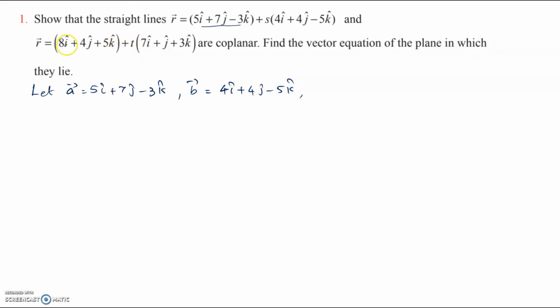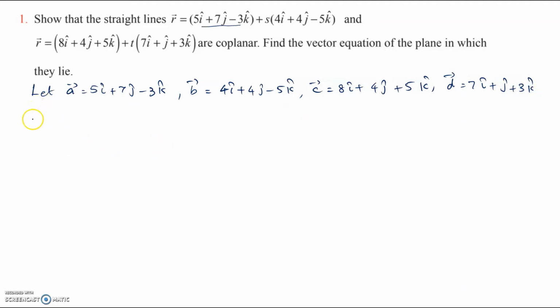Similarly, for line 2, you have this as the position vector of the point which is on the line, which we can define as vector c is equal to 8i cap plus 4j cap plus 5k cap. Similarly, this will be the line parallel to this vector which will be parallel to this line. So vector d can be defined as 7i cap plus j cap plus 3k cap.